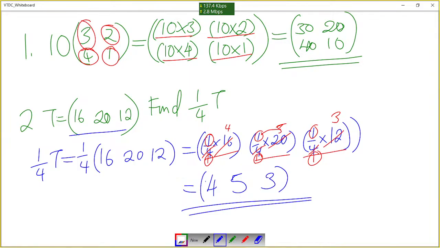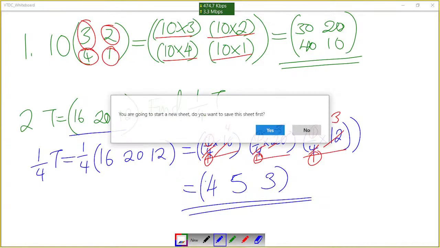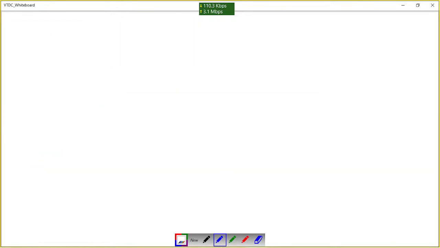Okay, so basically that's how you go about it when you are multiplying a matrix by a scalar. Now I've talked about the scalars and I've given you work to do and I've shown you how you are supposed to find the answer. So the next thing we're going to do is look at multiplying a matrix by a matrix.